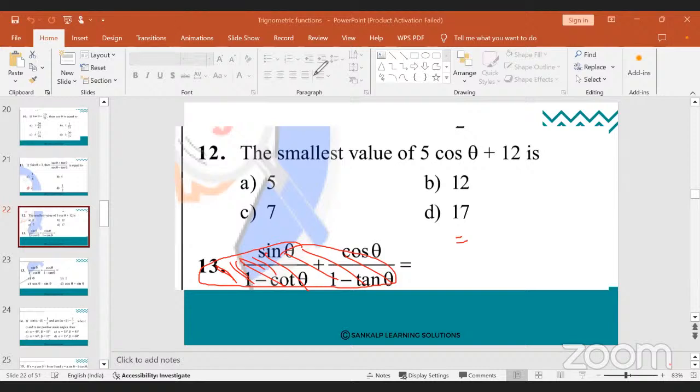Option C is the answer. Many of you have given option C. Let me see this.